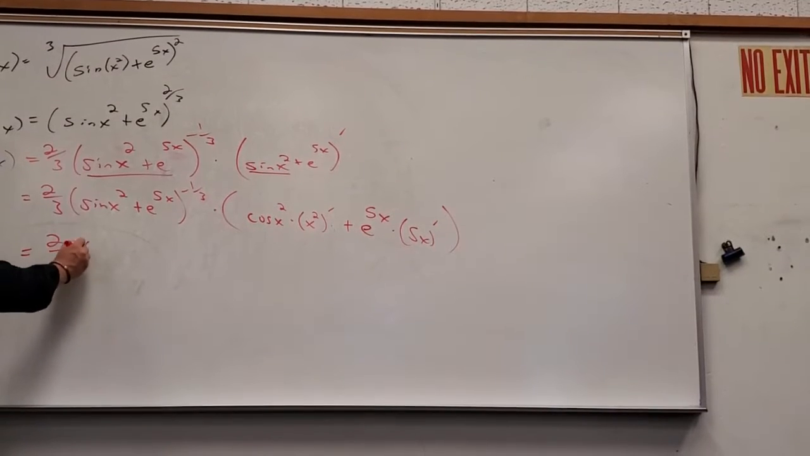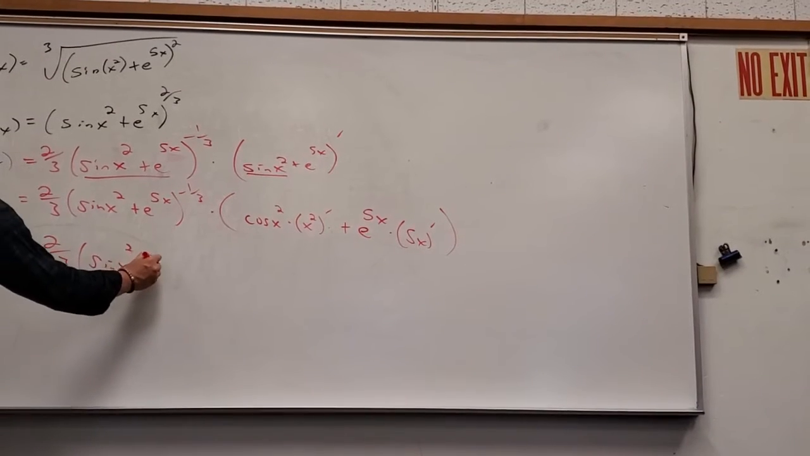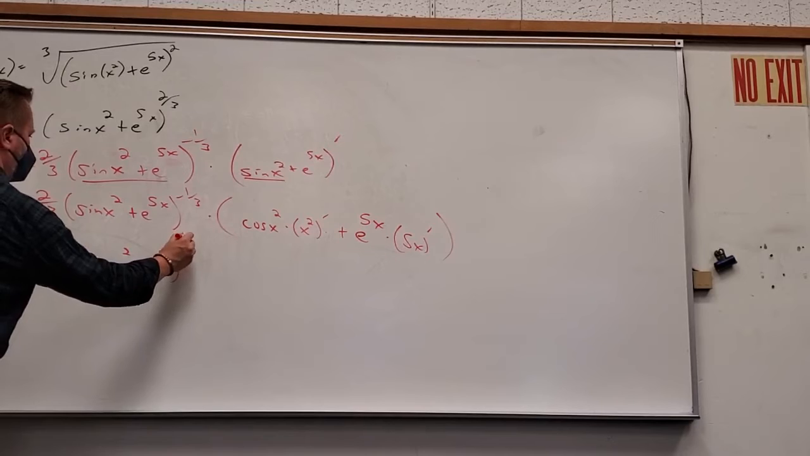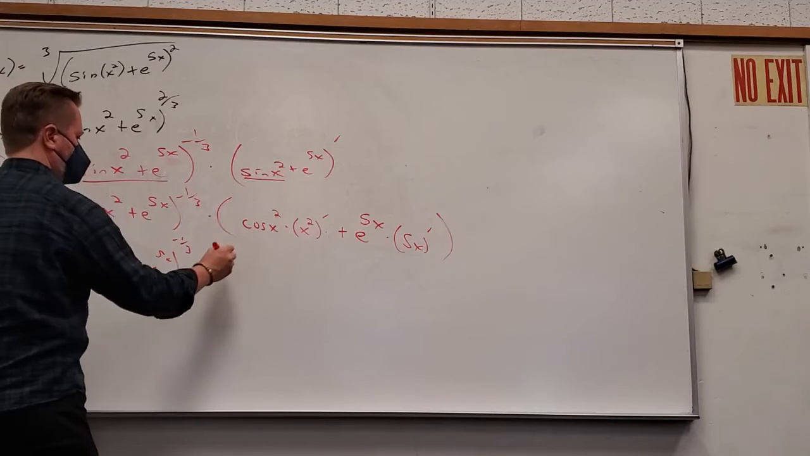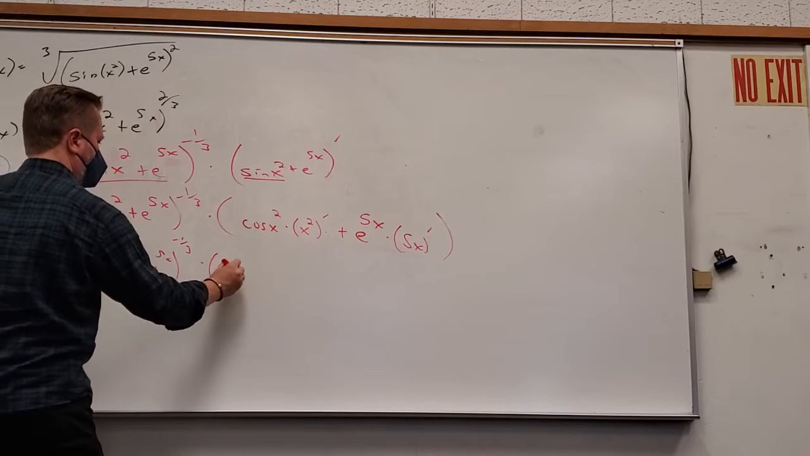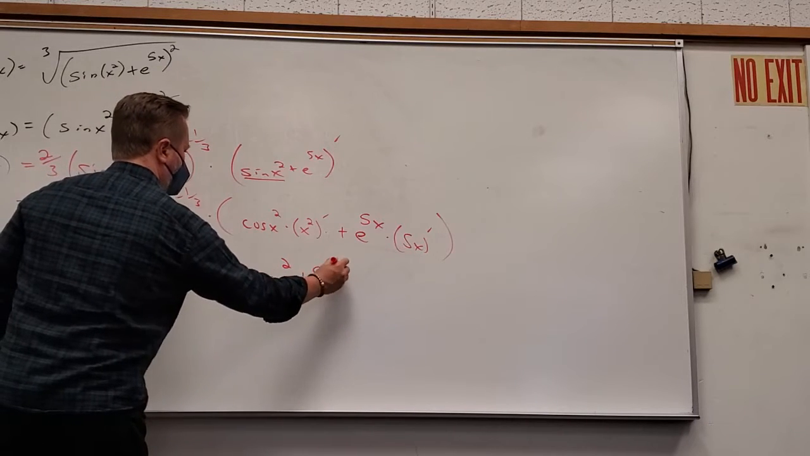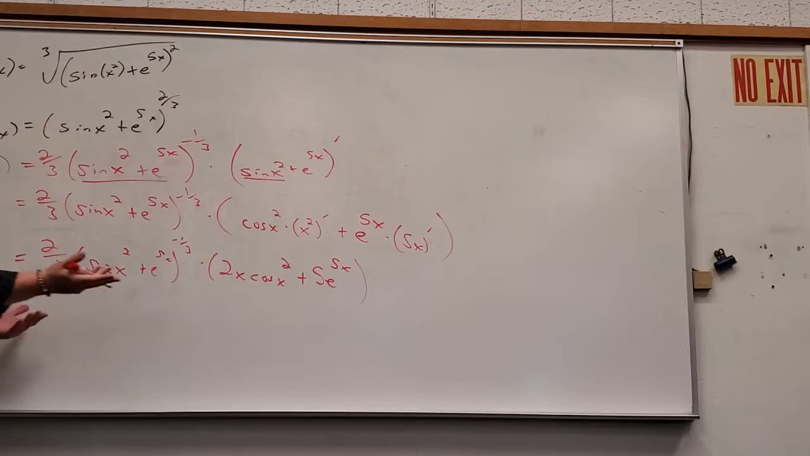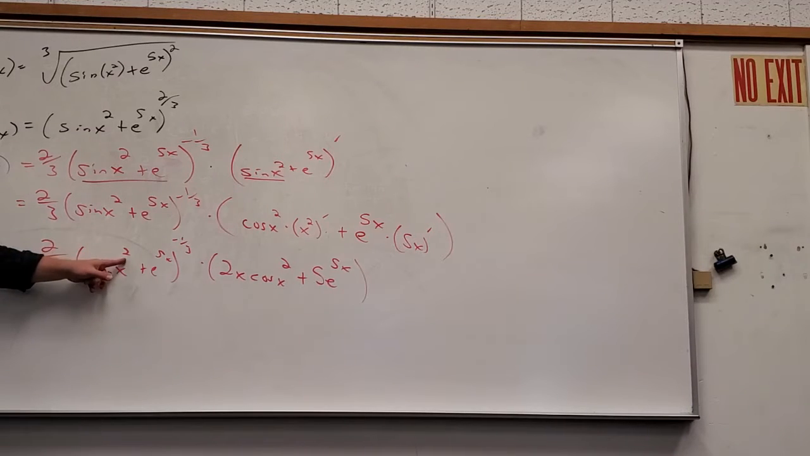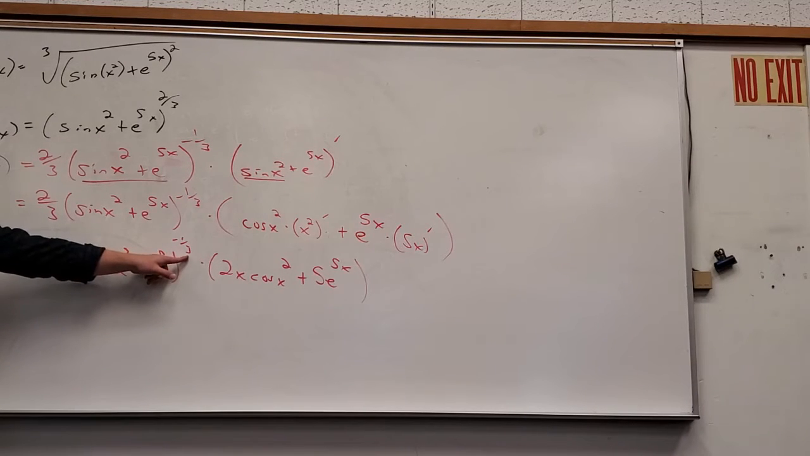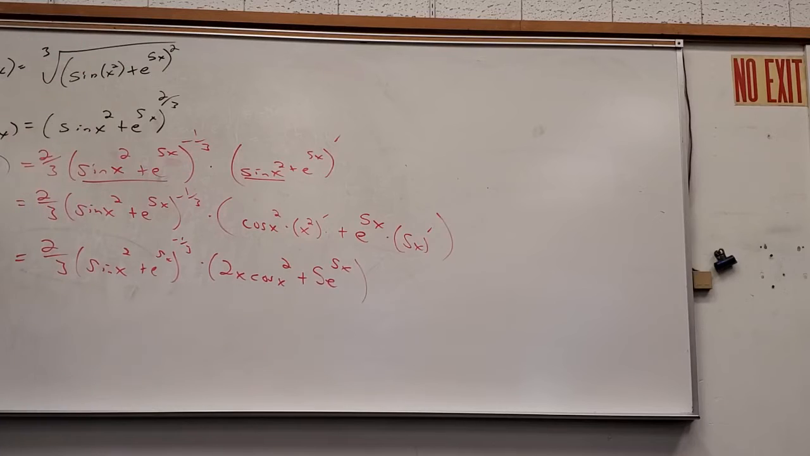So I get 2/3 times (x squared plus e to the 5x) to the -1/3 times (2x cosine x squared plus 5 e to the 5x). And again, there's really no great simplification. You could put this on the bottom. You could even put it inside of a cube root, and who cares? It doesn't really help.